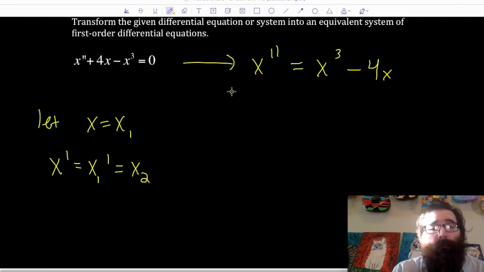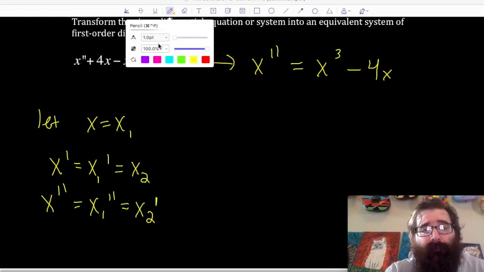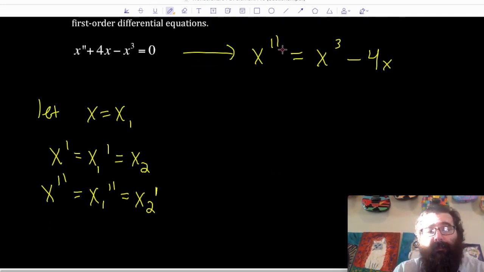And since I have to go all the way to x double prime, I want to differentiate again, so that means x double prime, which is the same as x1 double prime, is going to be equal to x sub 2 prime. I would actually stop here because I want to leave some semblance of a first order differential equation in my work. But now I can rewrite the differential equation that I started with in terms of first order differential equations.